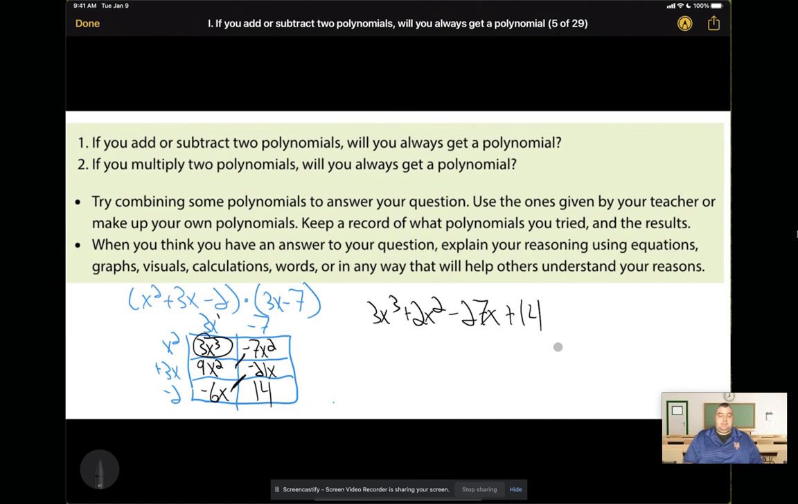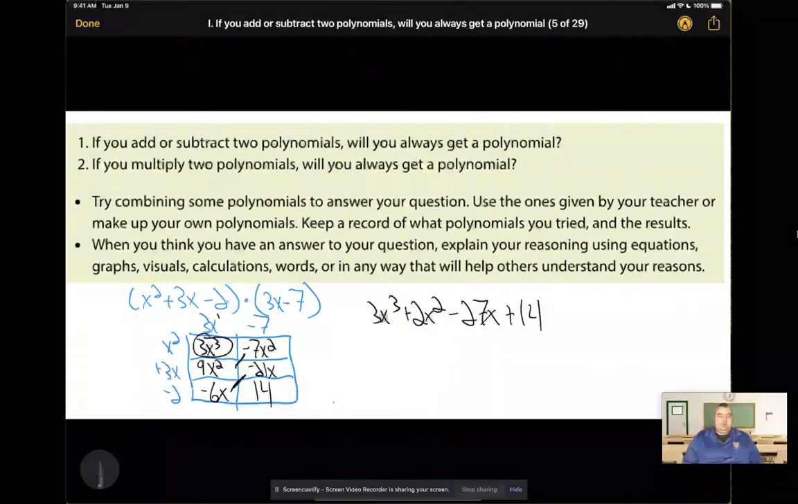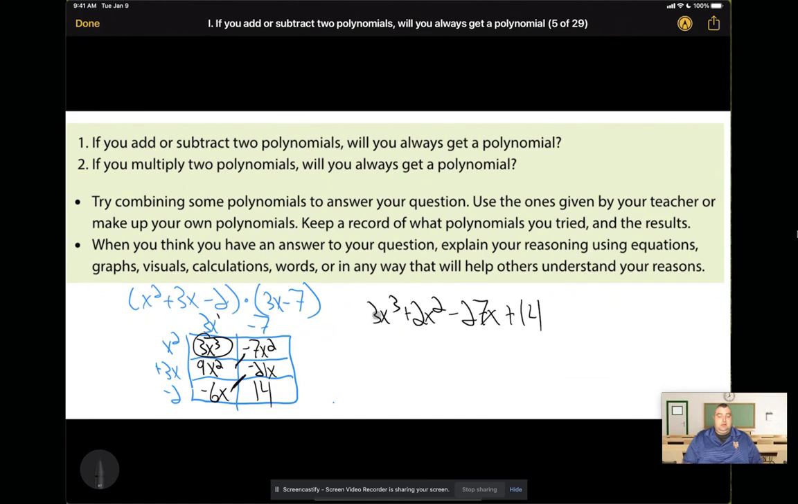Does it have single variable terms or constant terms? Yes. There aren't multiple variables here. And 3 of the terms have variables in it. Are the exponents on the variables non-negative whole numbers? Well, I have cubed, squared, and then x to the first. Those are all positive whole numbers. So this right here is also a polynomial.